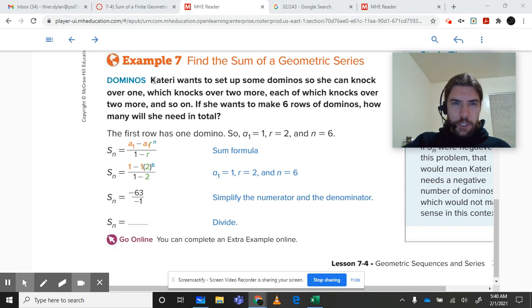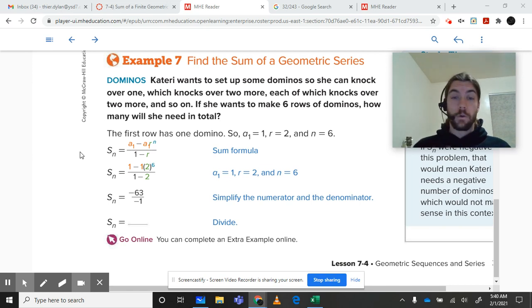So this looks like a Japanese name. I think Kateri. Kateri wants to set up some dominoes so she can knock over 1, which knocks over 2 more, each of which knocks over 2 more, and so on. If she wants to make 6 rows of dominoes, how many will she need in total?